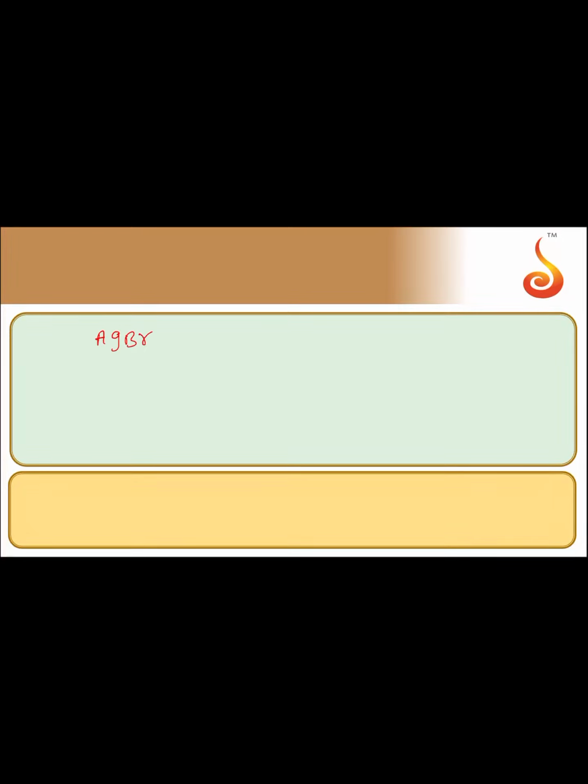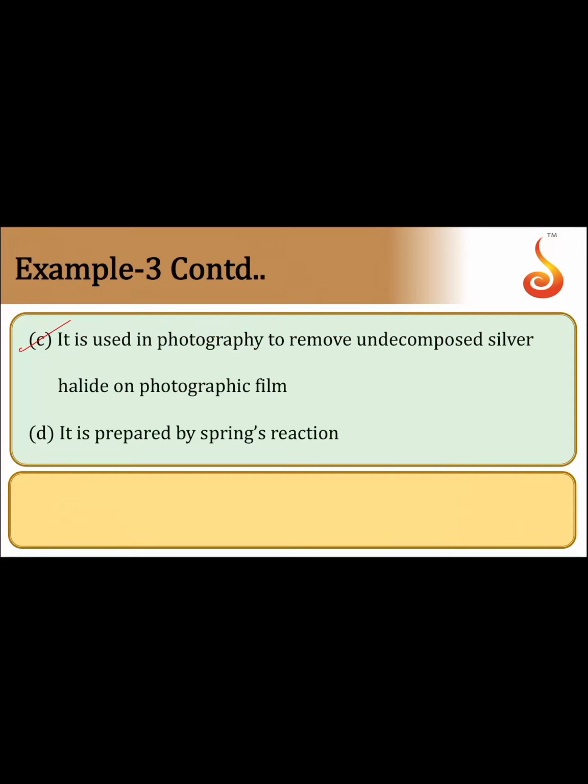AgBr plus Na2S2O3 will form the complex Na3[Ag(S2O3)2] plus NaBr. So this statement is correct. Hypo is used in photography to remove undecomposed silver. It dissolves unreacted silver bromide from the photographic emulsion by complexation. So option C is correct.